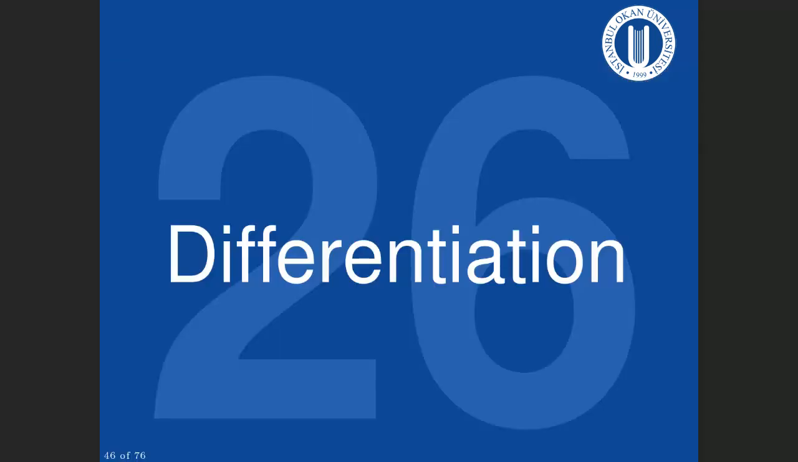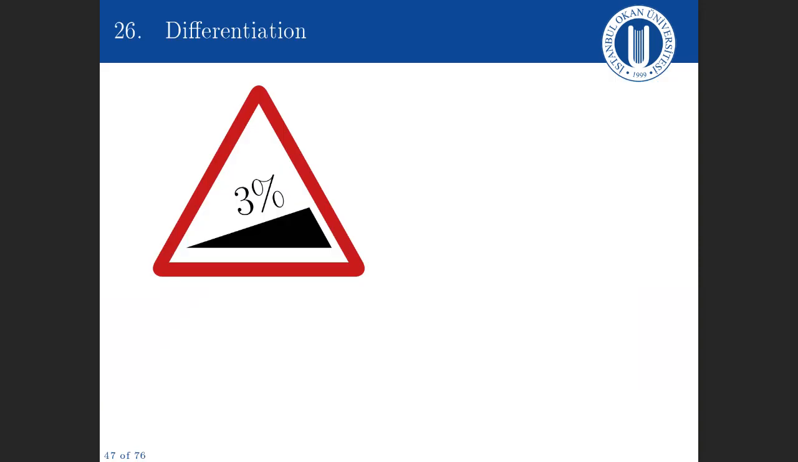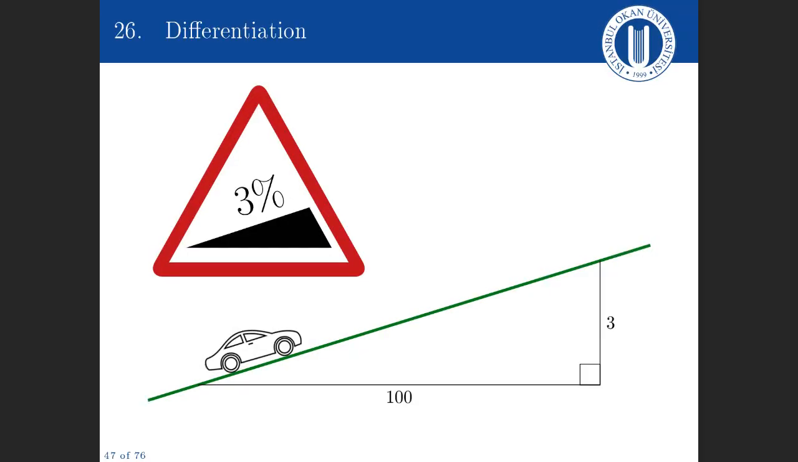Our final topic for this week's lesson is the topic of differentiation. I imagine you've seen this road sign while you're driving around. What does this mean? This means that the road is sloping upwards. It means that if we travel forward by 100 meters, the road is going to go up 3 meters. In mathematics, we write the slope of this road or slope of this line as 3 divided by 100.